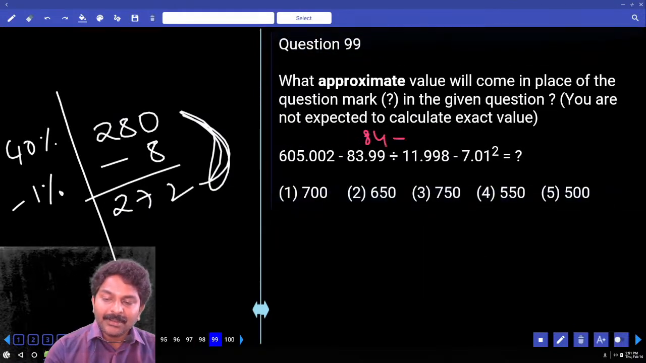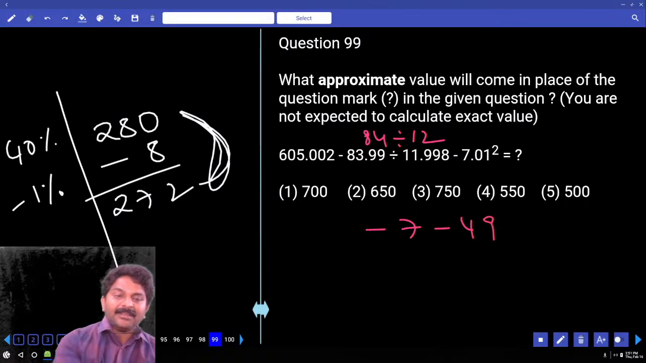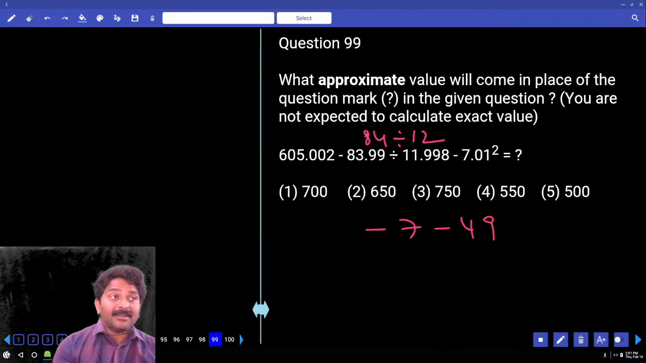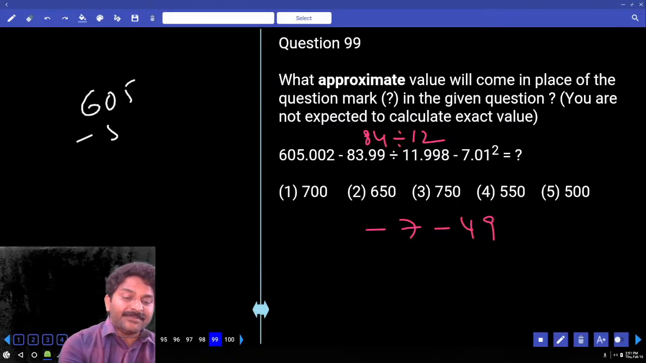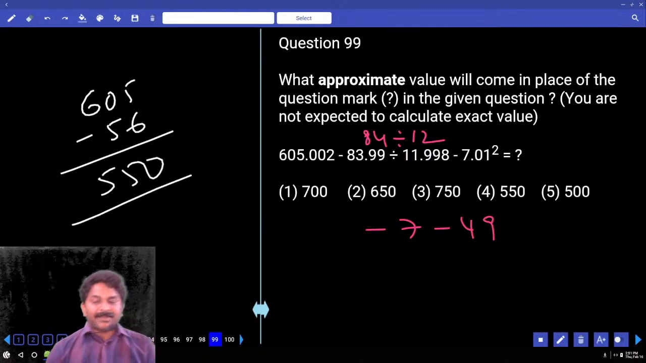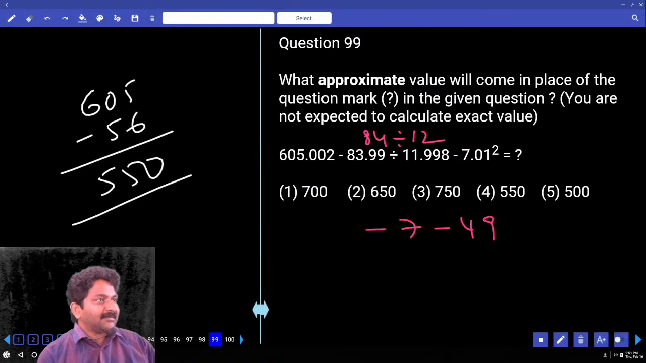84 divided by 12. How much? 7. 7 square 49. Minus 7 minus 49. Minus 56. 605 minus 56. Subtract 55. That is approximately 550. 549 is exact. Approximation kabatti direct ga 550 rasestunna.